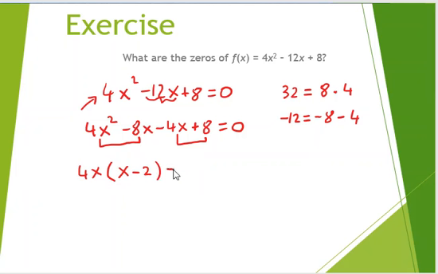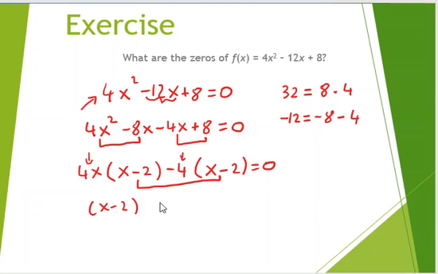Here we can factor out -4. That gives us x minus 2 as well, equals 0. So now here we can factor out x minus 2. Once you factor that out, what is remaining is 4x and minus 4. So you write down 4x minus 4 equals 0.